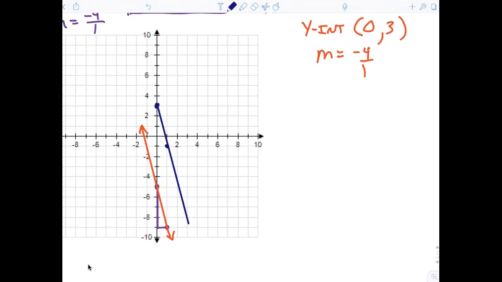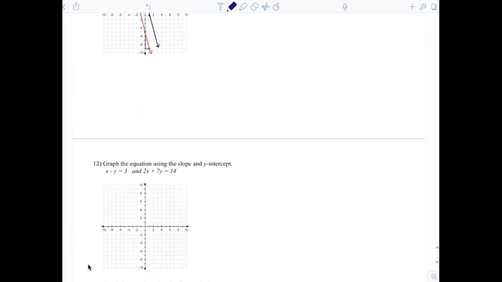Now, what appears to be true about these two lines? They're parallel. Can you tell me why they're parallel? Because they have the same slope. Lines that are parallel have the same slope. All right? Not bad.